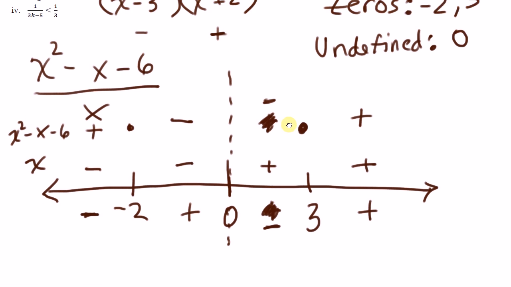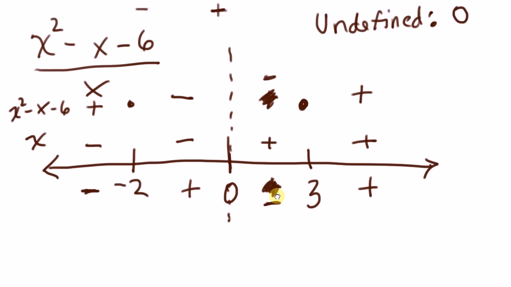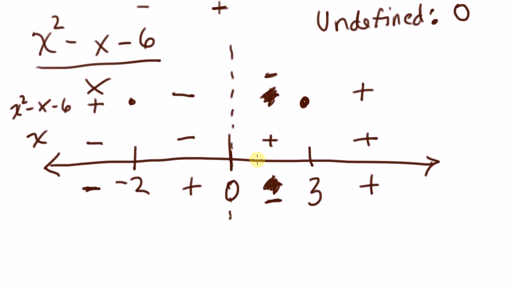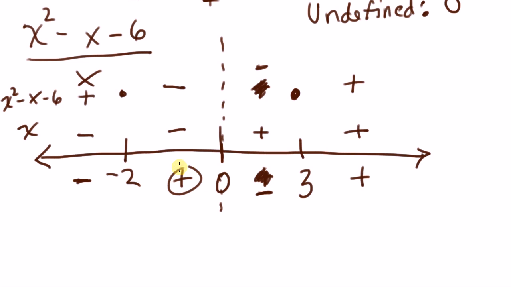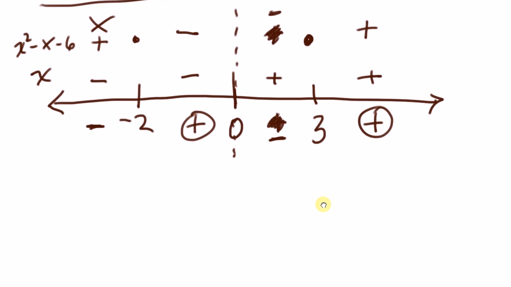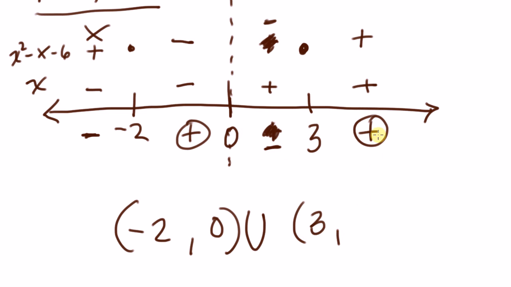Alright, so now what we want to do is go ahead and do the interval notation. The inequality wanted to know when it was greater than 0, so everywhere there's a plus, it's going to be greater than 0. So in between -2, and did it say equal to? No. From -2 through to 0, can't include 0, union from 3 excluding to infinity.